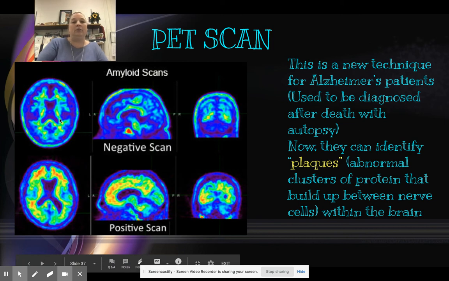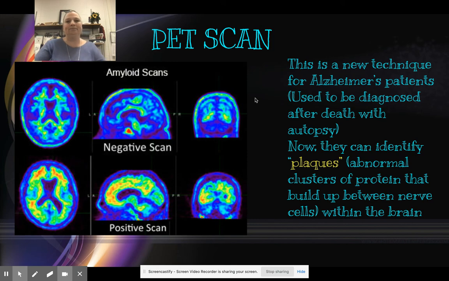Here you see someone without Alzheimer's, and you see all these areas where they see plaques. This is someone that does have Alzheimer's.